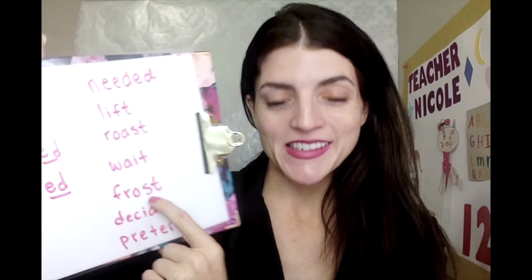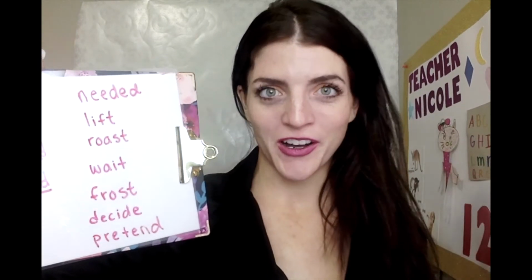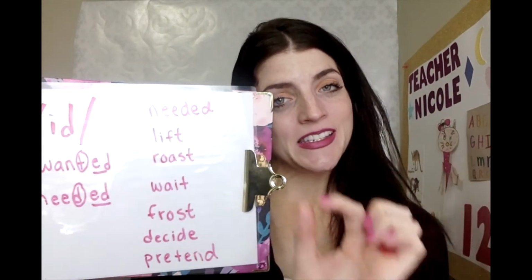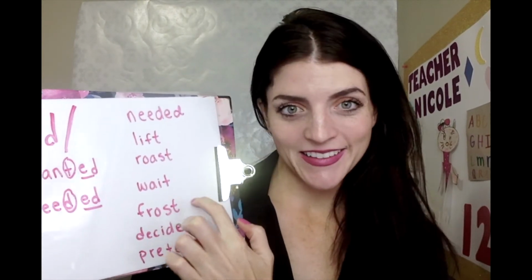Where was she? The next word is frost. To frost. That's the verb. So what would we do if we wanted to say something in the past tense, the past simple tense? So, I frost the cake. What would we say? Hopefully you said, I frosted the cake. I frosted the cake. I frosted the cake yesterday for the birthday party.